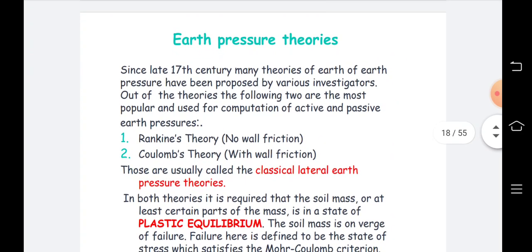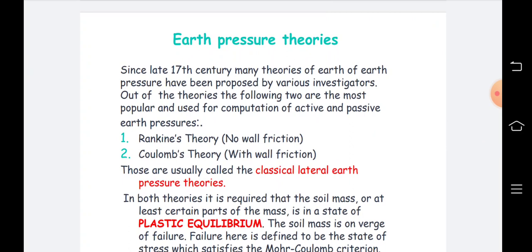Next we are discussing the earth pressure theories. Earth pressure theories means the theories developed to calculate the values of total active earth pressure and passive earth pressure, as well as earth pressure at rest. Various scientists developed their own formulas for various backfill conditions. According to the last 17 centuries, the first is Rankine's theory, in which he does not consider the effect of wall friction, and the second is Coulomb's theory. These two theories are the classical earth pressure theories.